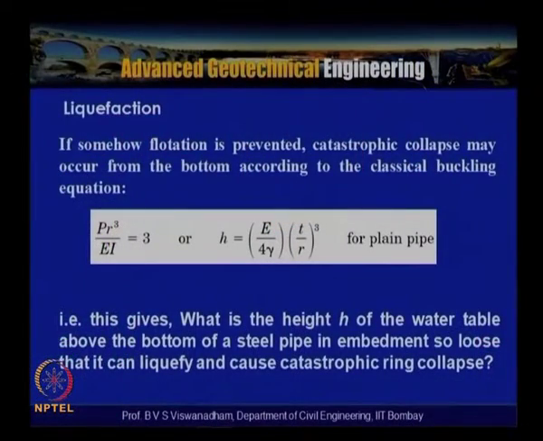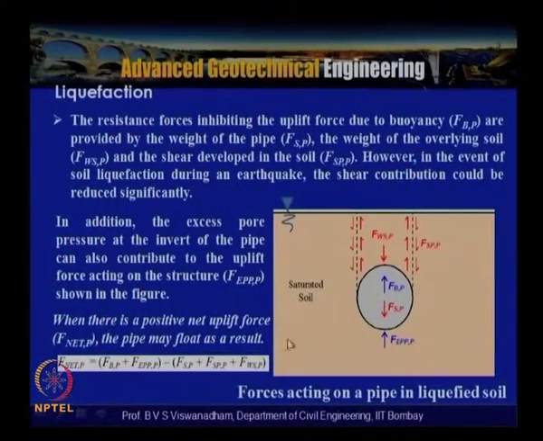So if flotation is prevented, catastrophic collapse may occur from the bottom according to the buckling equation which we have given. So this depth is the height of the water table above the bottom for a steel pipe embedded in loose sand, that can liquefy and cause catastrophic ring collapse. Here, in this particular slide, the typical forces acting on a pipe in a liquefied soil are shown.